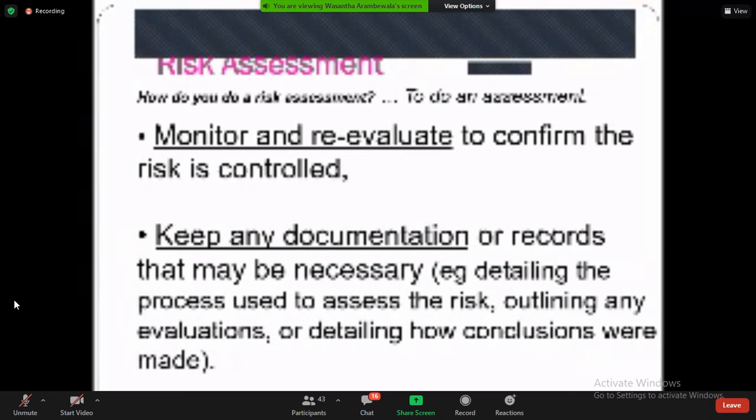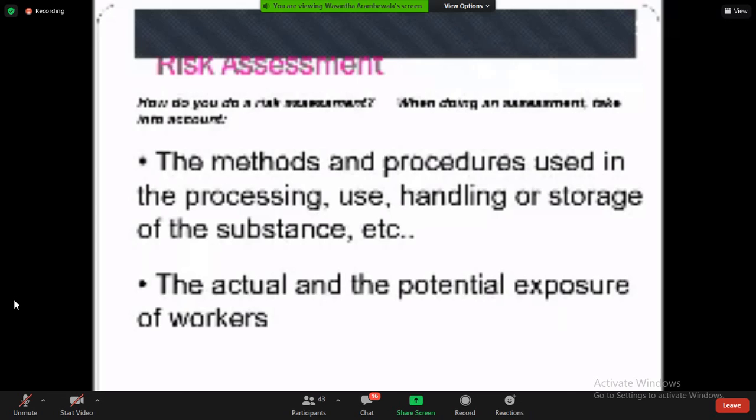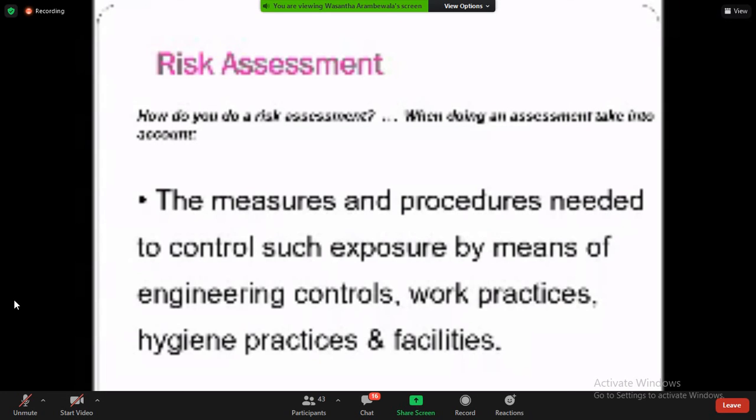How do you do the assessment? When you're doing the assessment, take into account methods, procedures used in processing, use, handling, storage, substances, and the potential exposure of the workers. These things we already discussed. The measures and procedures need to be controlled, such as exposure by means of engineering control. Very important. You learned about the controls during the last lecture, hazard controls.